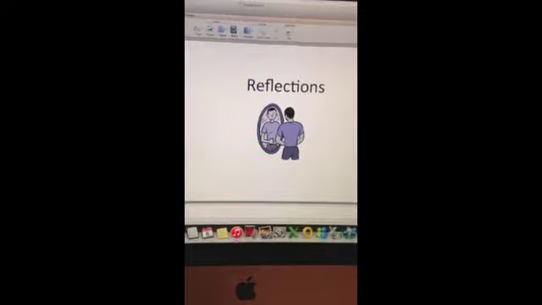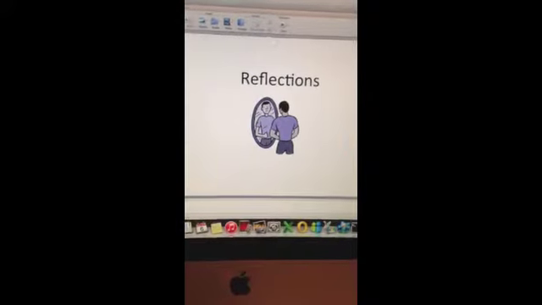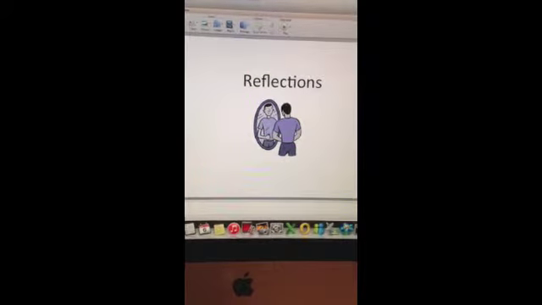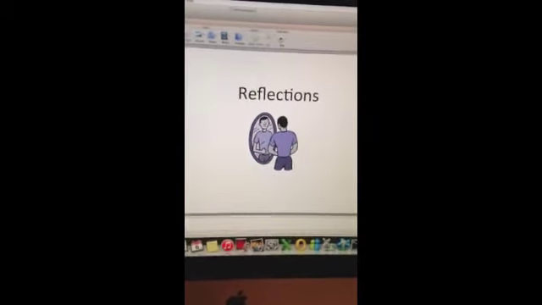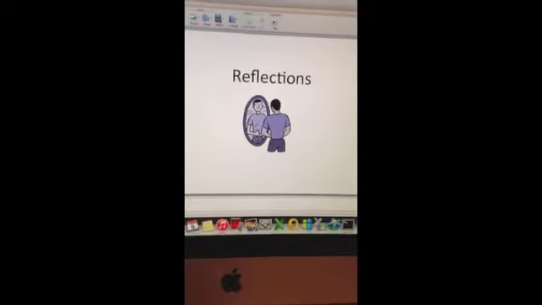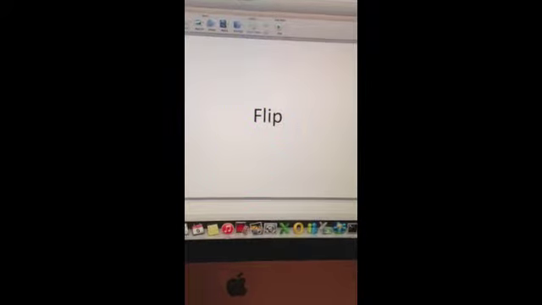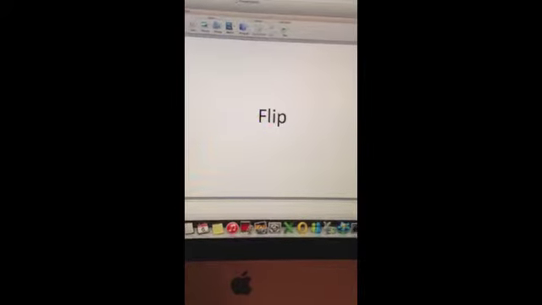So I bet you've all looked in the mirror before and saw your reflection. So that's what we're going to look at in math: reflections. Except it's not going to look like this guy. Another name for reflections, in the math world anyway, is a flip. So let's see what happens when we reflect something.